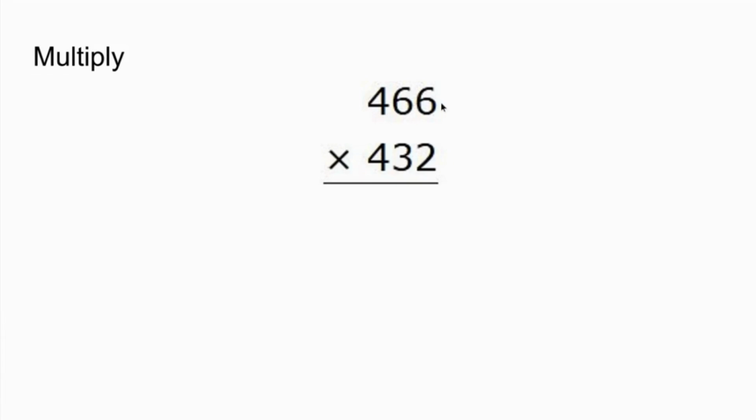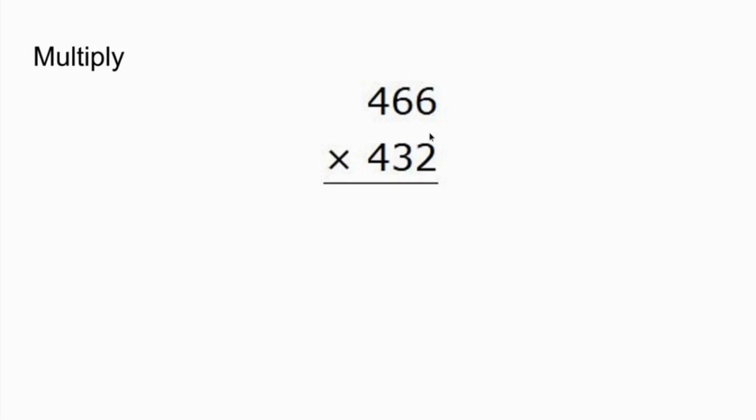Multiply 466 times 432. This is a 3-digit number times a 3-digit number. When you multiply 3-digit numbers, you go to your bottom number and start with the ones place value and multiply to every digit up here, right to left. Now, we may have to carry over a few times, so keep that in mind.